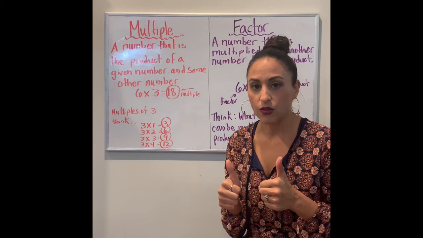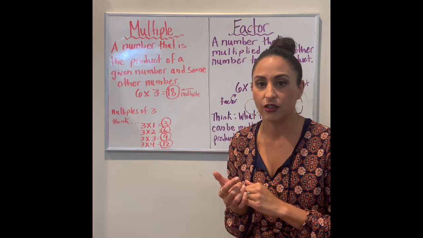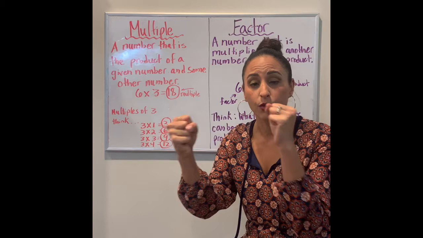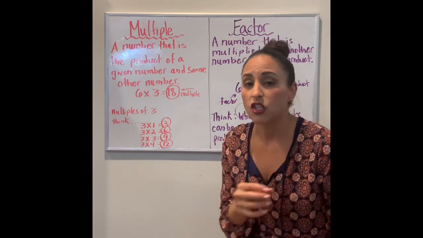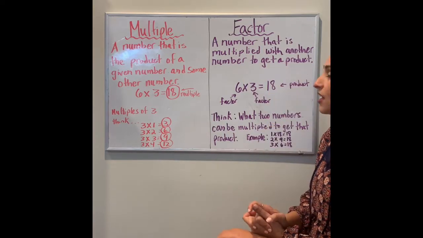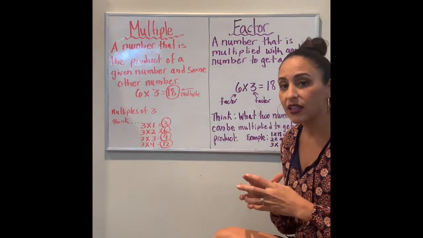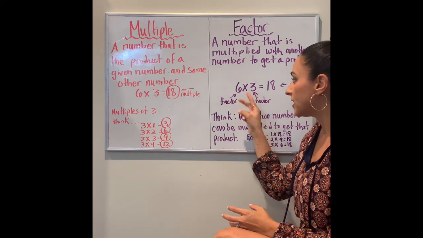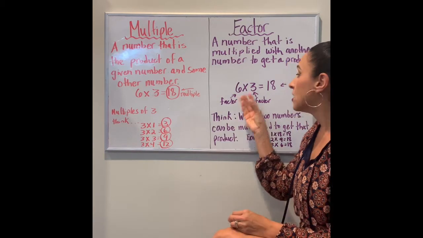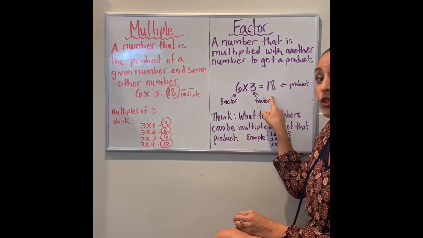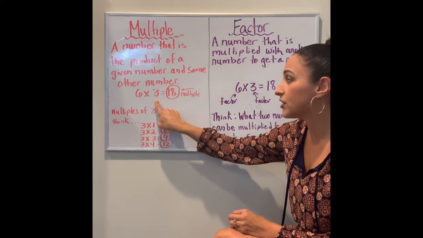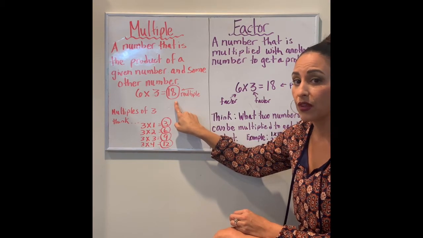So those are multiples. Now let's compare that to a factor. What's a factor? A factor times another factor, when you multiply them, you get a product. So a factor is a number that is multiplied with another number to get a product. So in this case, 6 times 3, these two numbers I multiplied are called my factors, the numbers I'm using to multiply to get my product, or it might be a multiple, right? So look here, 6 and 3 are my factors. This was my multiple or my product.